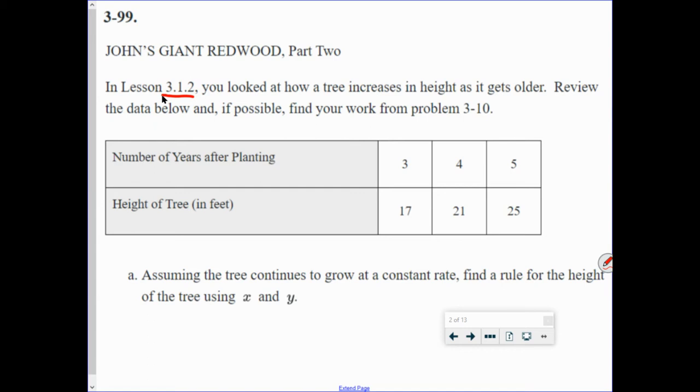Here we go. You see the number of years after planting and the height of the tree. It says, assuming the tree continues to grow at a constant rate, find a rule for the height of the tree using X and Y. You should already be pretty familiar with this. What letter is the number of years after planting? That should be X, and this would be Y. I want you to pause and see if you can figure out what the rule is. What rule would get me from 3 to 17, and 4 to 21, and 5 to 25? If not, we're going to practice it in just a second. Pause the video and try to get the equation.